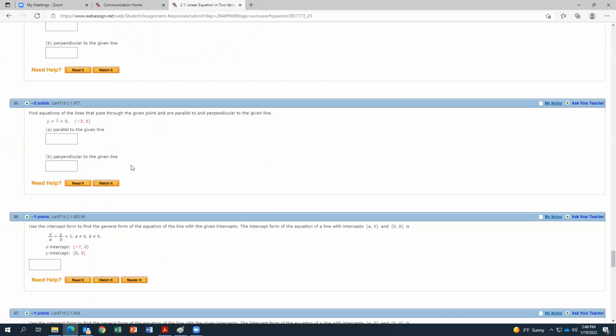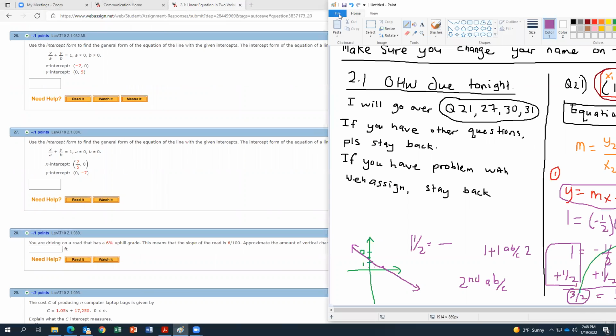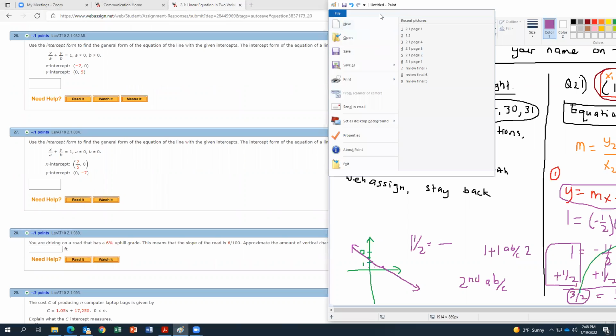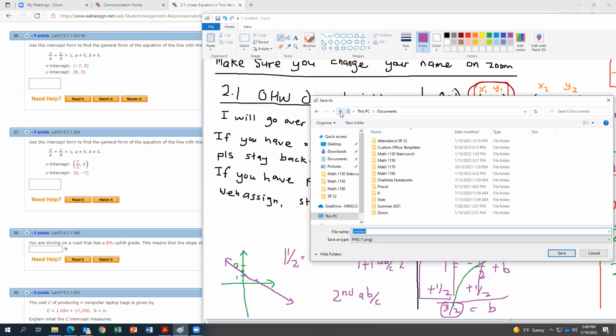The next question we're going to do here is number 27, which is this question. Again, class, everything that I did over here will be saved and posted in D2L. So if you need some reference or something else, please make sure you look for it.